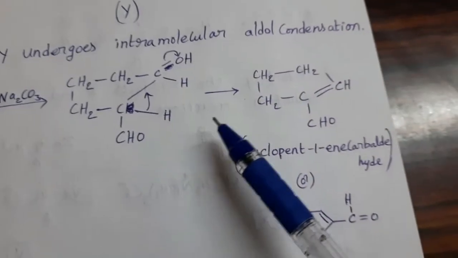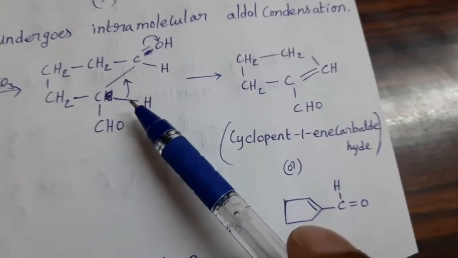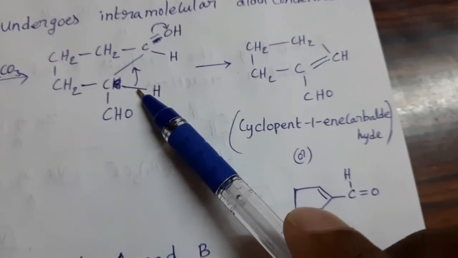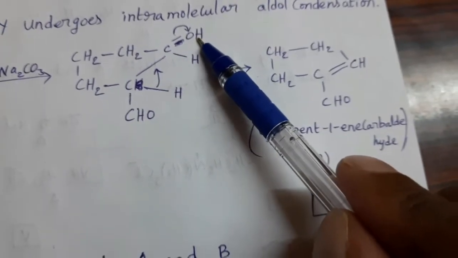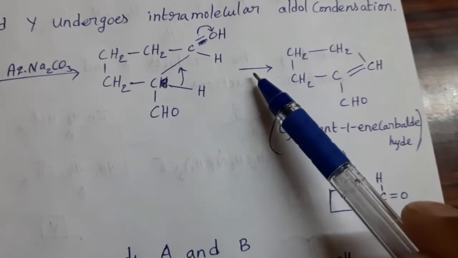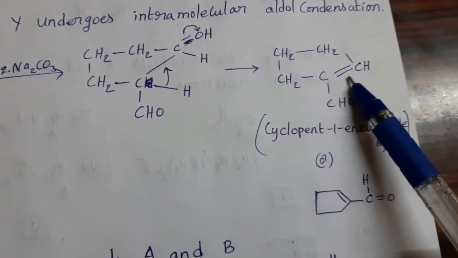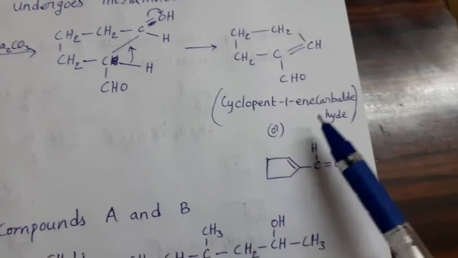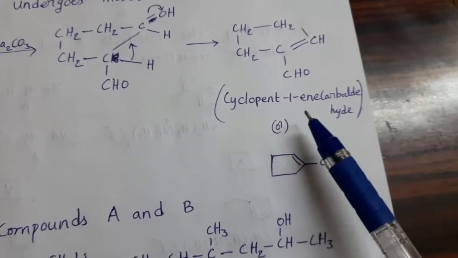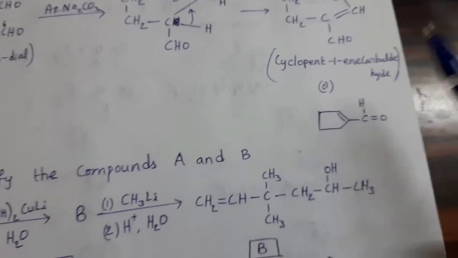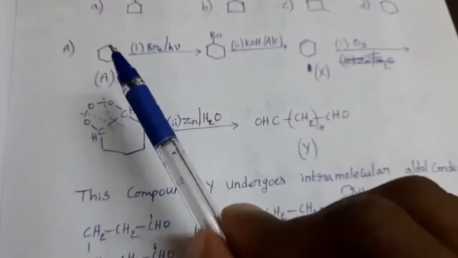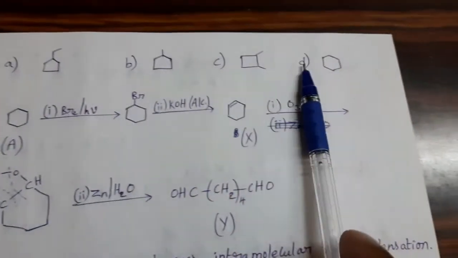Now in the next step, the bonding electrons are shifted to this OH minus, and H plus is removed in the form of H2O. Then we can get pi bond formation in this way. So this is nothing but this one, cyclopent-1-ene carbaldehyde. So this is the given product. So the suitable reactant is this one. What is the option? Option D is the answer.